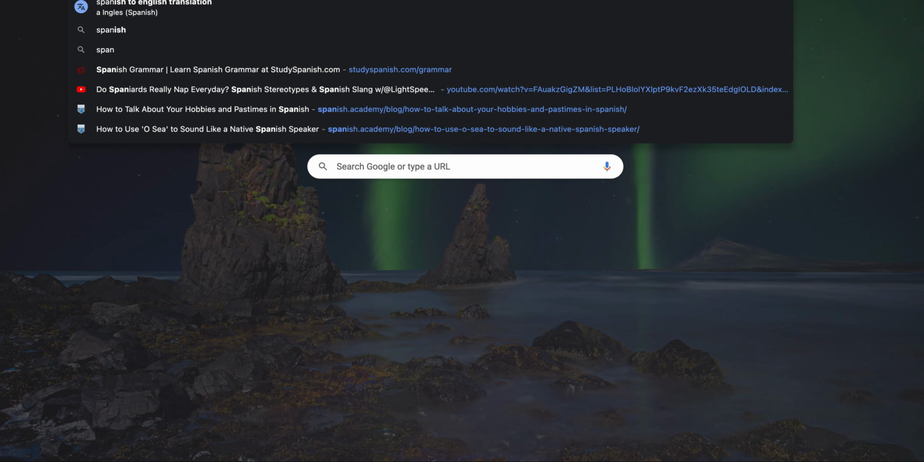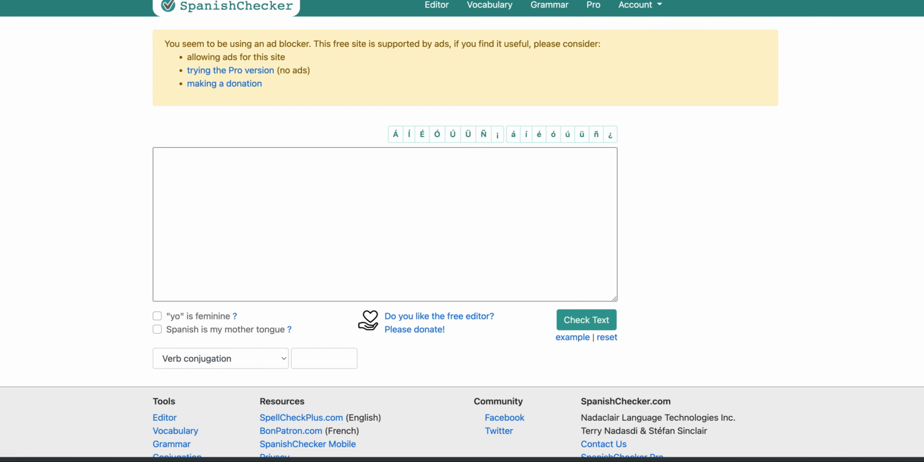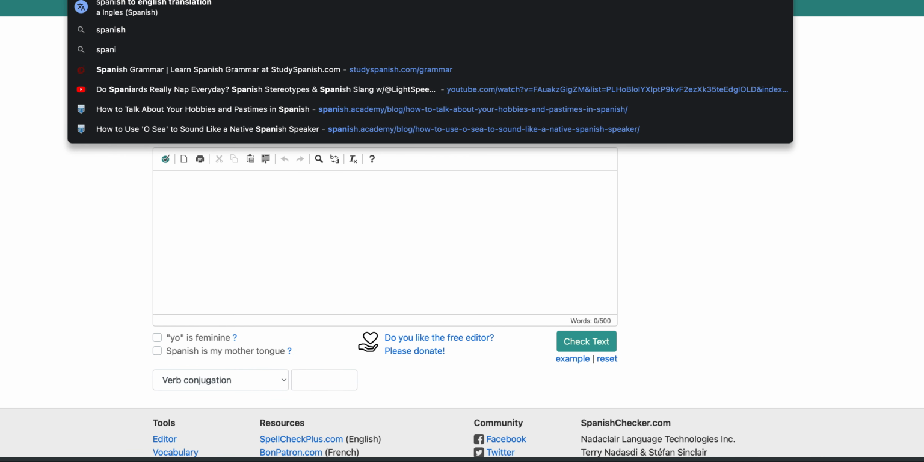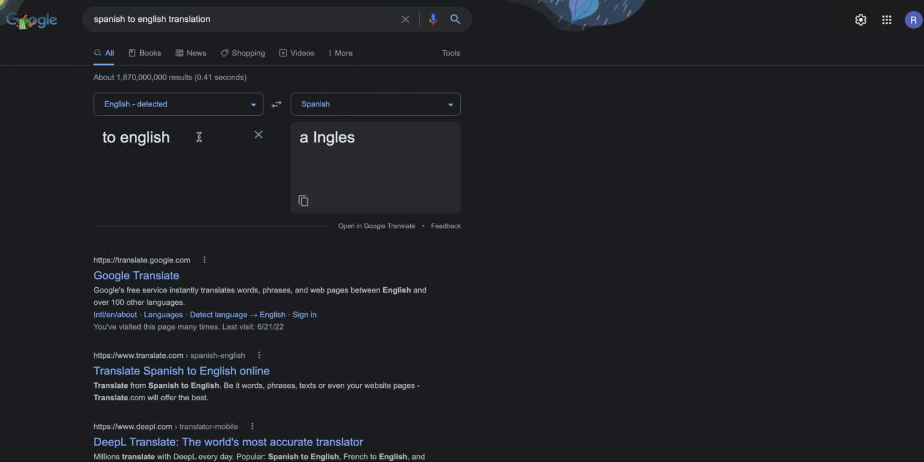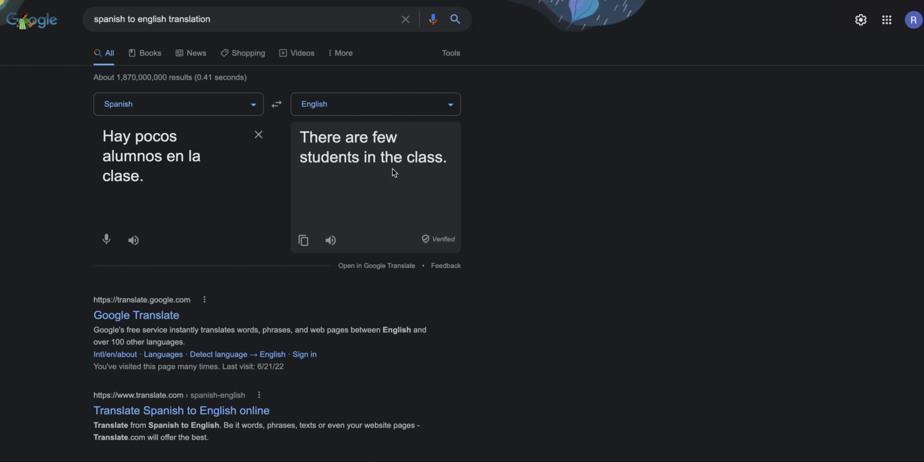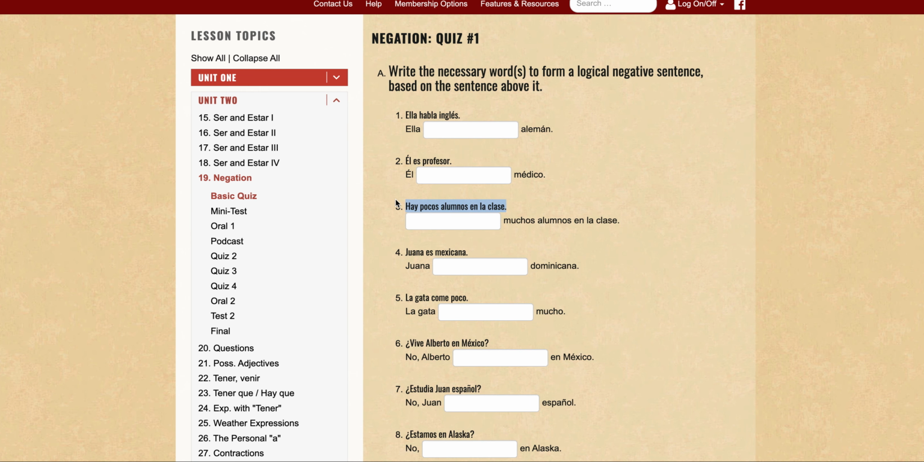And we use Spanish to. Alright, so basically, there are few students in the class. Okay, so definitely we need to use "hay" here. I'm trying to follow the same structure.